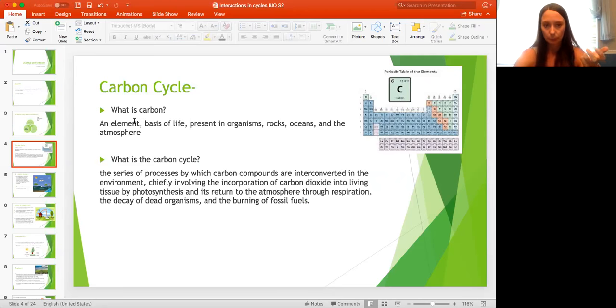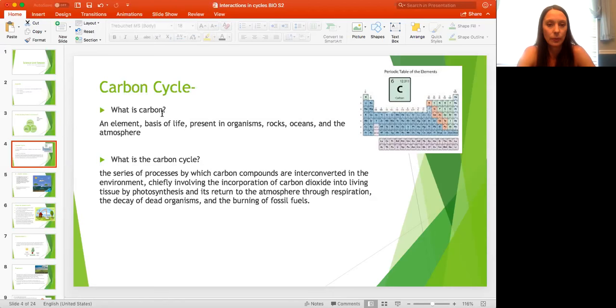So when we think about, well, what is carbon? We talk a lot about carbon dioxide, but let's talk about specifically just carbon to start with. Carbon is an element, which means it's a naturally occurring substance found here on the earth. It's pure, it's unchanged. It's a basis of life and it's present in organisms, rocks, oceans, and the atmosphere. Your body has carbon, you're made up of carbon. We can look at carbon in rocks, and we can do what scientists call carbon dating, looking at how much carbon is in a rock to determine its age. So it's a pretty important element.